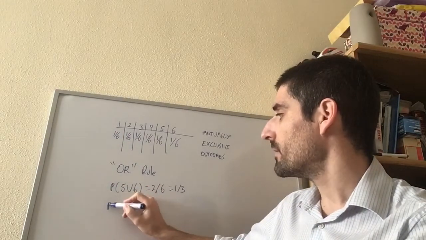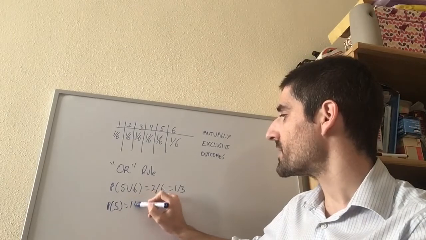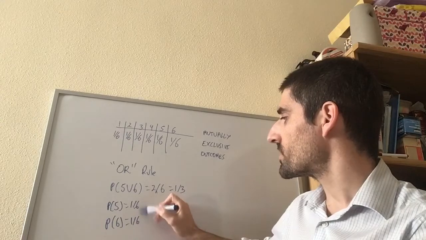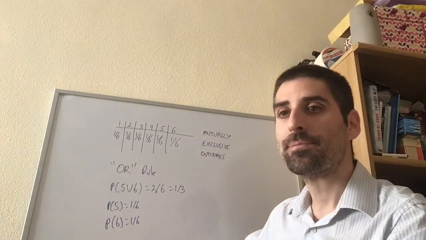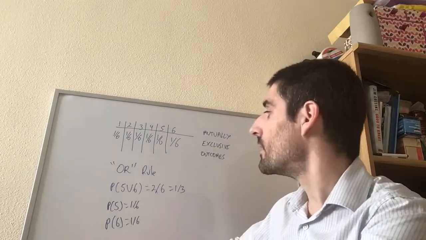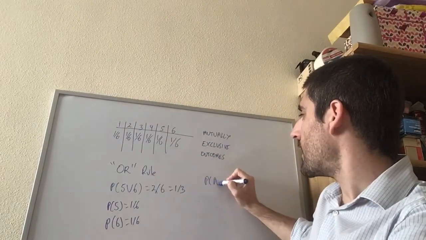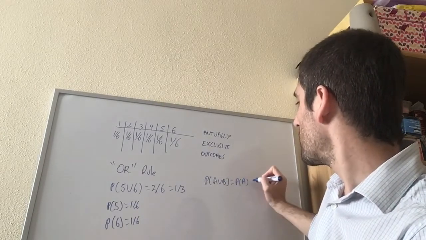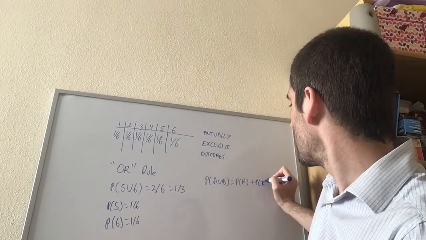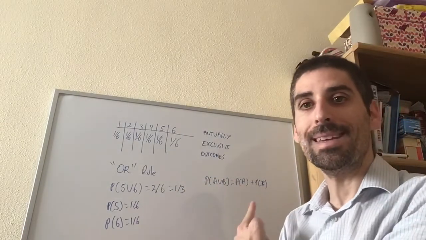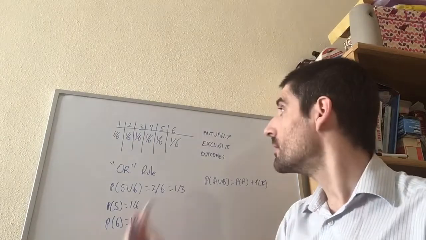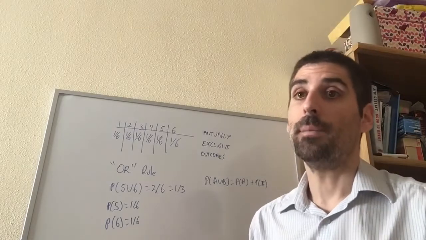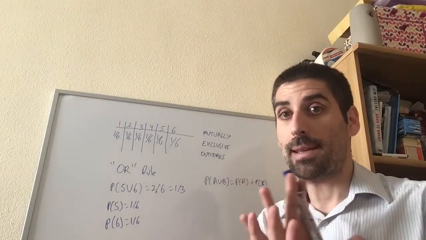We know the probability of rolling a 5 is 1/6. We know the probability of rolling a 6 is 1/6. What's the link between these two and that one there? We add them together. So the probability of A or B happening is probability of A plus probability of B. And that is the OR rule of probability for mutually exclusive outcomes. And for now, I want to leave it like this.